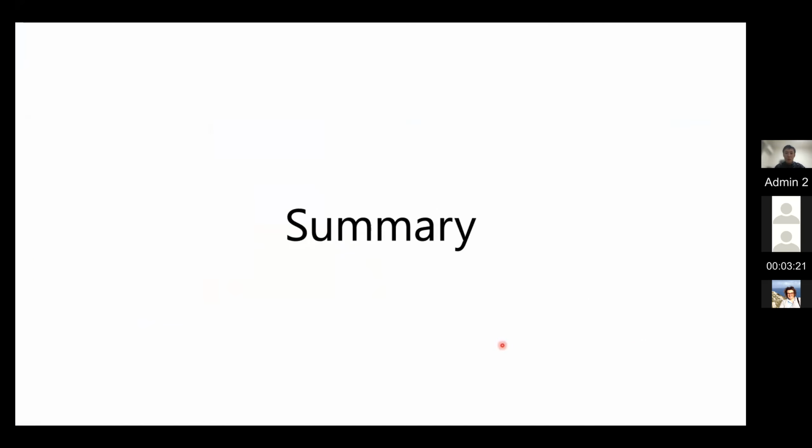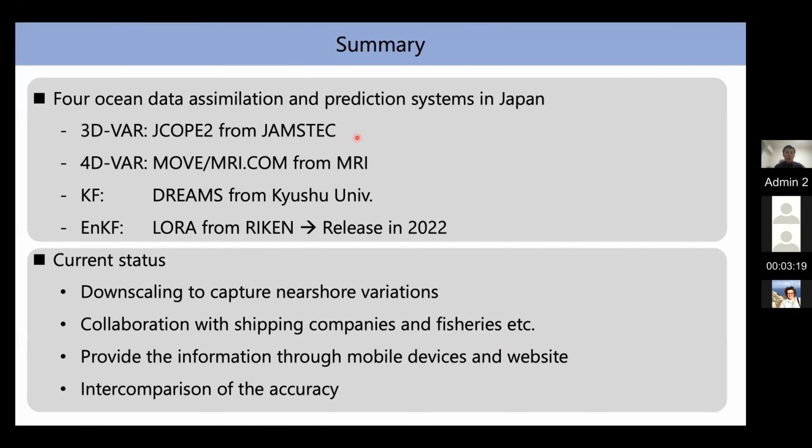So I would like to summarize my talk. Fortunately, Japan has 4 ocean data assimilation and prediction systems. And now, most of the data assimilation systems are downscaled to capture the nearshore variations and collaborate with the shipping companies and fisheries, providing the information through mobile devices and the website. And we are now conducting an intercomparison of the accuracy among these systems.